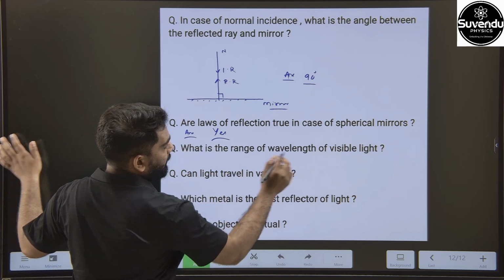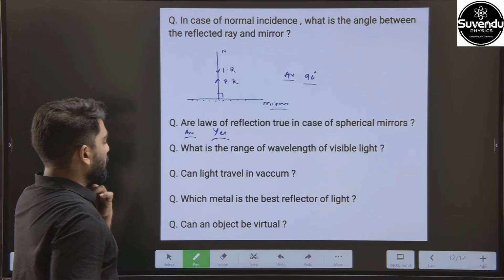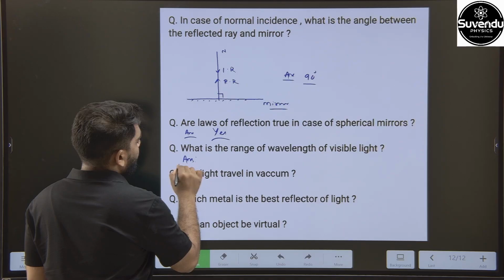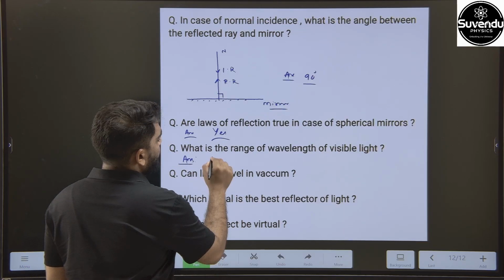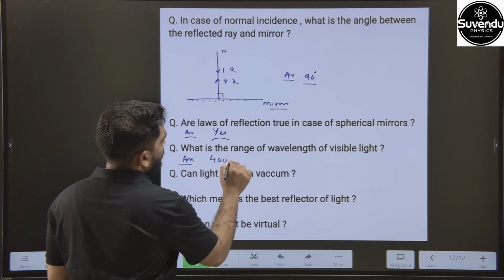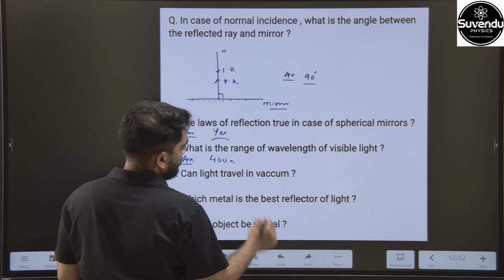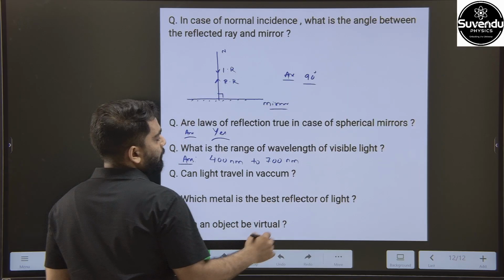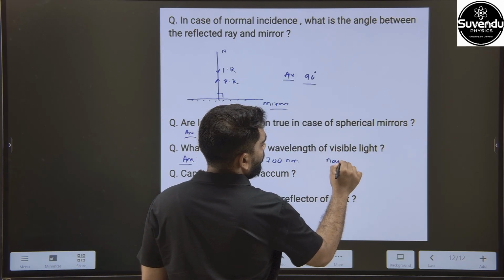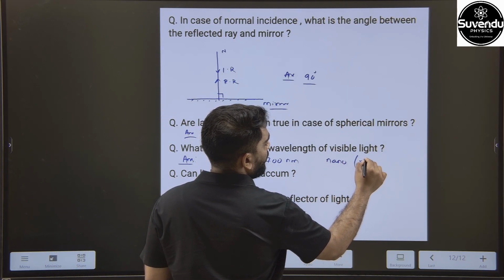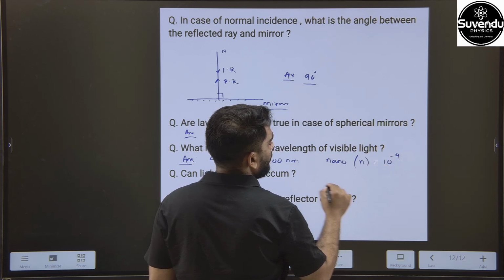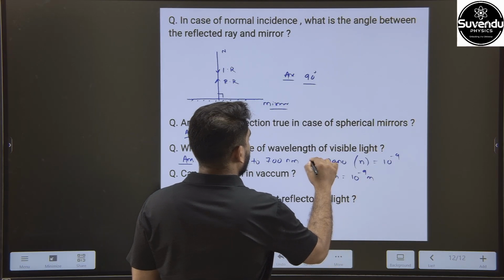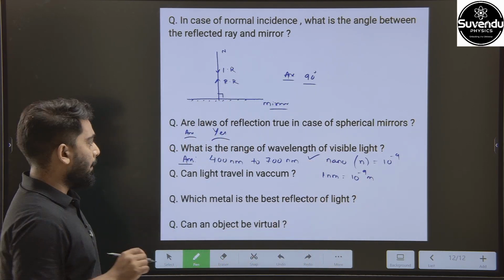What is the range of wavelength of visible light? Yes, it is one of the new questions actually. In higher class we will discuss. You just keep this answer in your mind. Range of wavelength of visible light is 400 nanometer to 700 nanometer. And remember, nano means what? Nano, its short representation is small n. It means 10 to the power minus 9. So 1 nanometer means 10 to the power minus 9 meter. So this is the wavelength range of visible light.